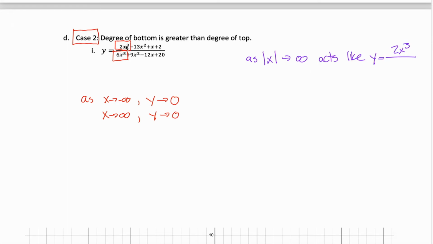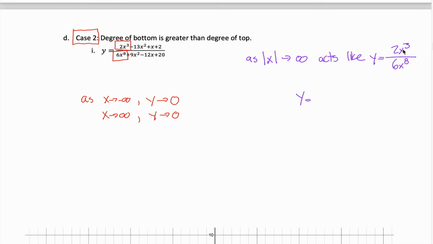They're going to get overpowered by this 2x^3. Similarly, this 9x^2 and -12x and 20 aren't going to matter at all. They're going to get overpowered by this 6x^8. So when my x is getting really, really large, negative or positive, this rational function is going to act like this rational function. But the nice thing about this rational function is I can simplify things here.